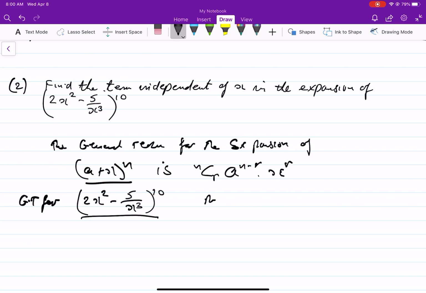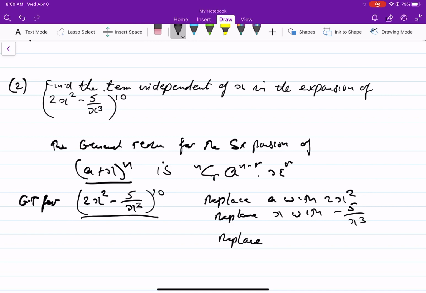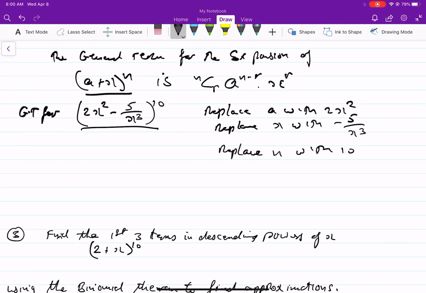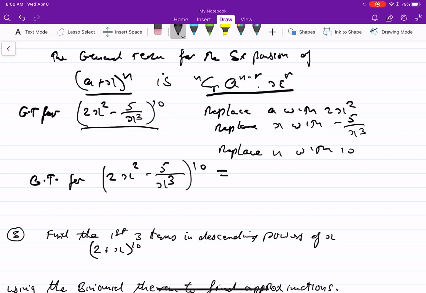So replace a with 2x², replace x with −5/x³, and replace n with 10. And therefore, to get the general term for (2x² − 5/x³)^10, I'll do exactly what I said with those replacements. So n is 10, C r, r remains as r. A is 2x², so that would be (2x²) raised to the power 10 − r, times, and x is replaced with −5/x³, (−5/x³) all to the power of r.